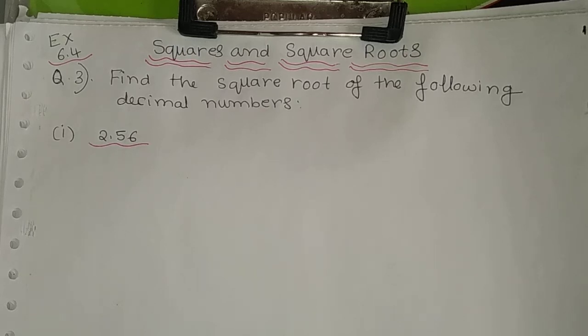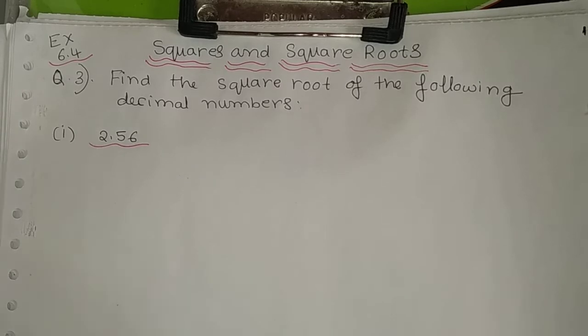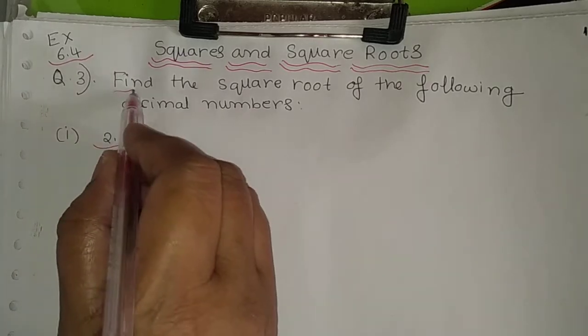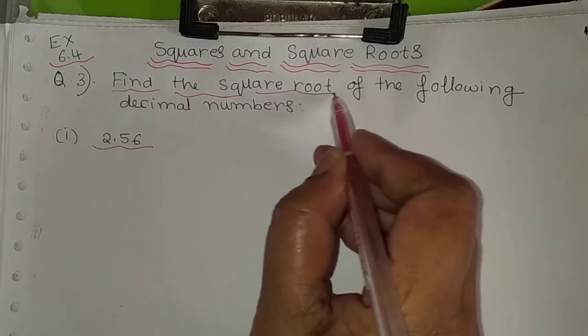Welcome students, today we continue the square and square root chapter, exercise 6.4. Here we already solved two questions. Here we start with the third question. The third question is find the square root of the following decimal numbers. So now we have to start finding the square root of the decimal numbers.